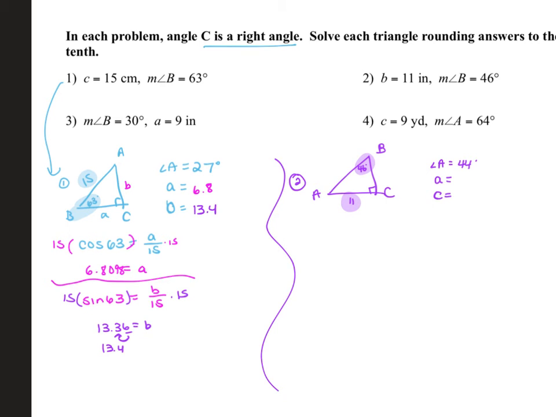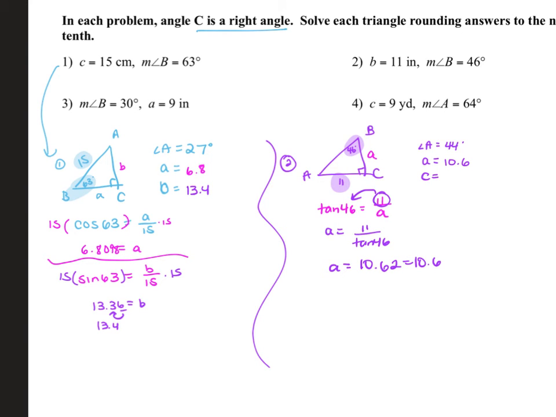And I want to find A. So in respect to 46, A is adjacent, 11 is opposite. So this is tangent. Tangent of 46 equals opposite, which is 11 over A. The number's in the denominator this time, so I divide it. A equals 11 divided by the tangent of 46. And I get A is 10.62, which is going to be 10.6.